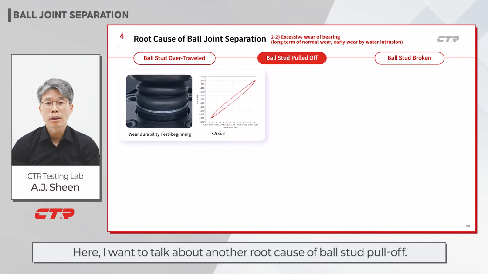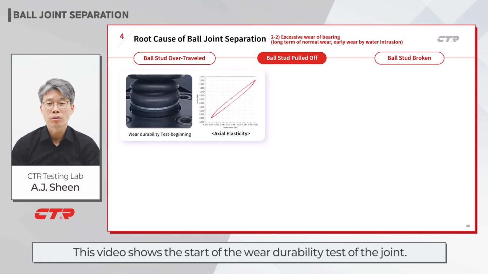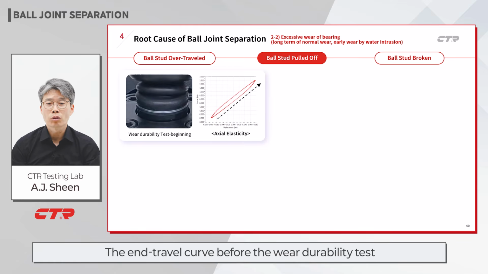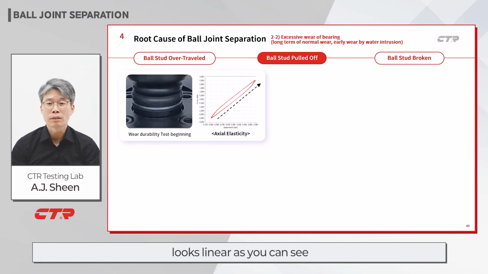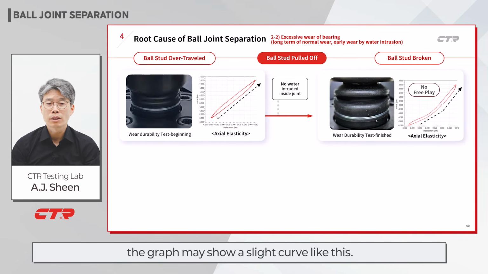Here, I want to talk about another root cause of a ball stud pull-off, that is excessive wear of a bearing inside the joint. This video shows the start of the wear durability test of the joint. The end travel curve before the durability test looks linear, as you can see, and it's considered a good part. When the wear durability test of a good part is completed, the graph may show a slight curve like this.